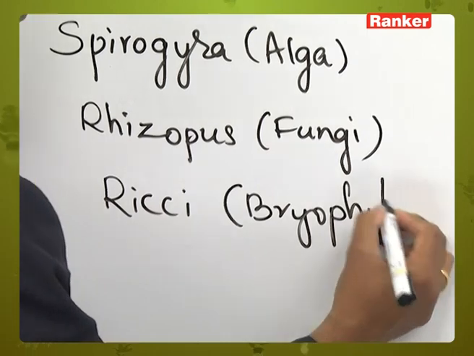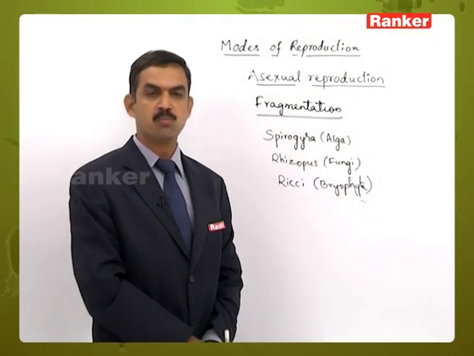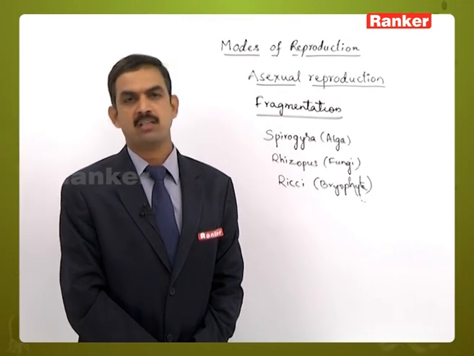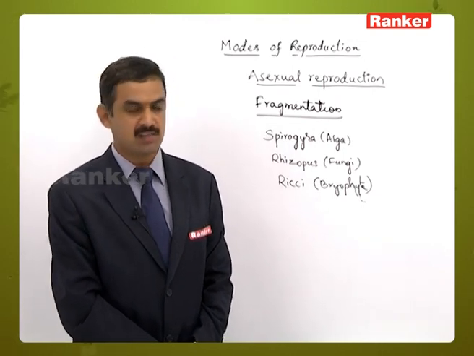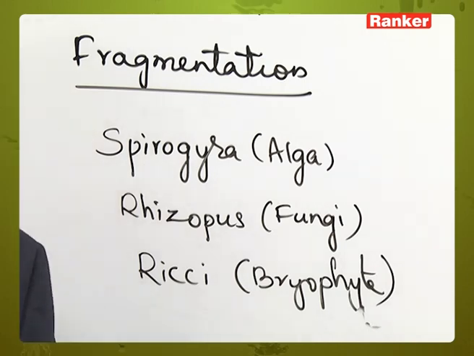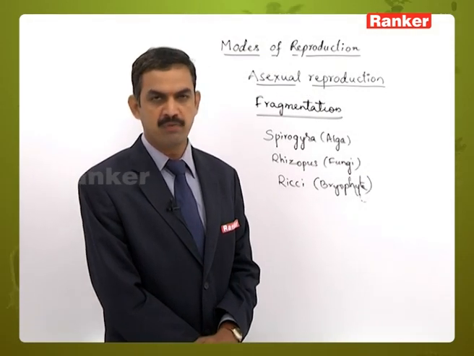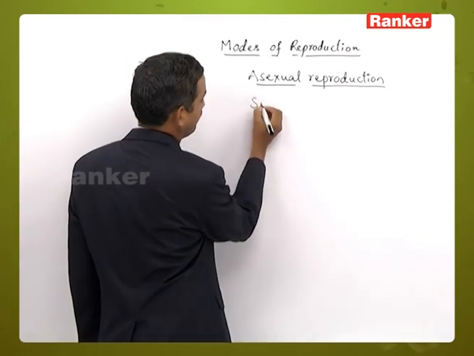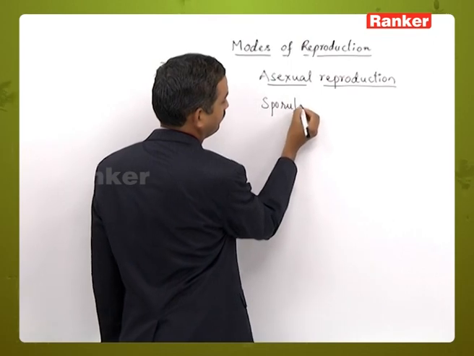In some of these examples, the plant body is broken into small fragments, and each fragment develops into a daughter, independent organism. These small pieces are separated and develop into small individual daughter plants. So, we call this process the fragmentation process. Next one is sporulation.